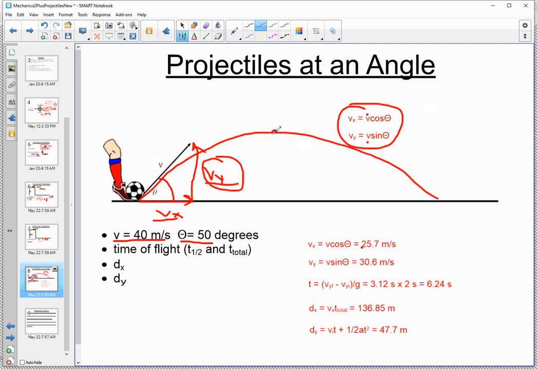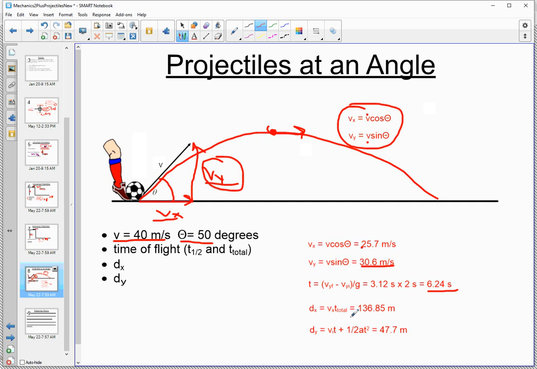Up here at the peak, you still have your x velocity. That never goes away, right? The x speed is constant, but your Vy final is 0 here. So when you put in a 0, your Vy initial is going to be whatever your y component was. And when you do this, you're only finding the time to the peak. Of course, you have to double it. So doubling our time to the peak, 6.24 seconds.